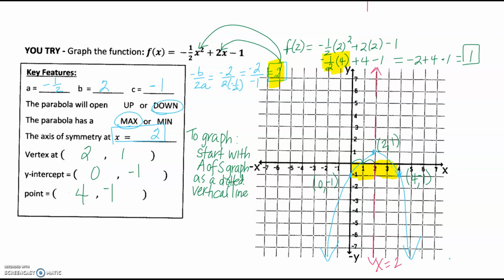So to graph, we started with the axis of symmetry as a dotted line. Next, plot your vertex. And then the y-intercept. And then finally, you find your last point by going the opposite direction from the axis of symmetry.